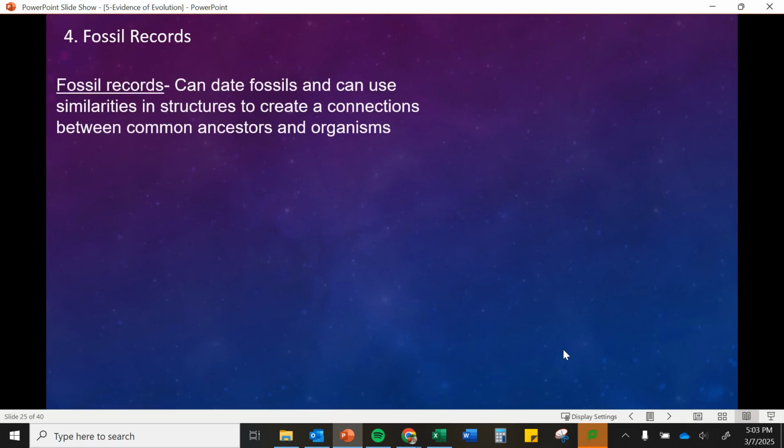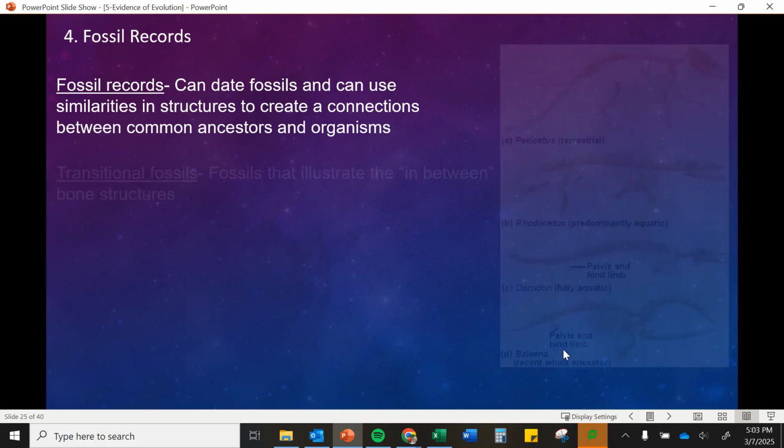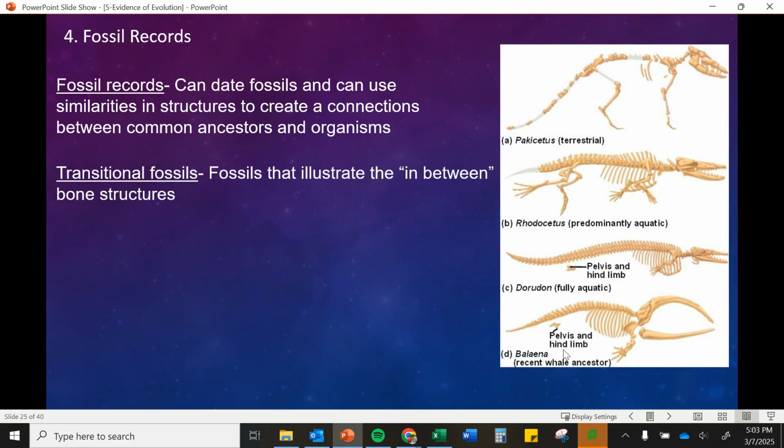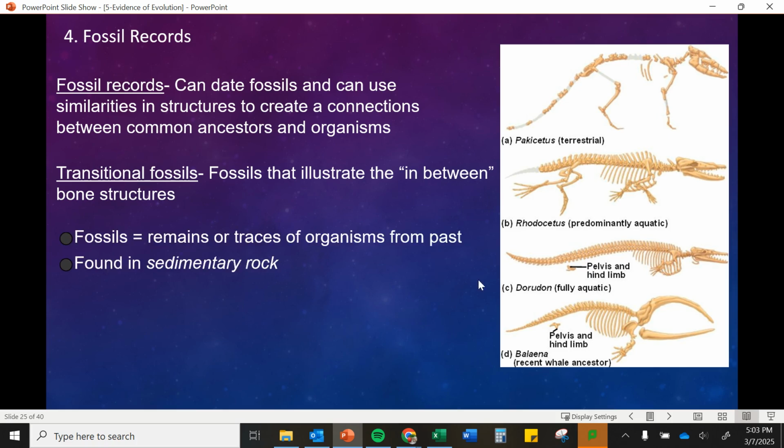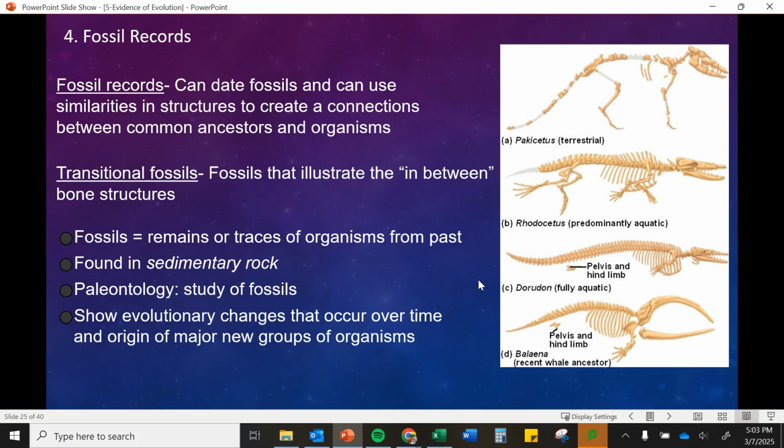Okay, our last point of evidence is the fossil record. Fossils can be used to get dates, look at similarities in structures and connections between organisms, and figure out common ancestors. Transitional fossils are fossils that show in-between transitional states between modern-day organisms and their previous ancestors. Fossils are the remains of the past. They're usually found in sedimentary rock, and paleontology is the study of those fossils. They show changes occurring over time.